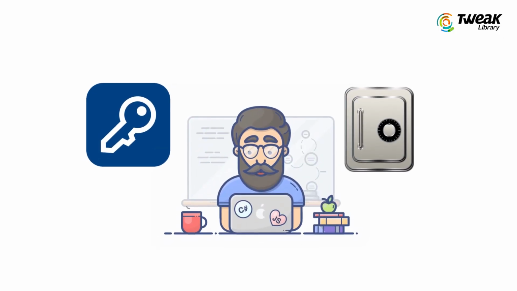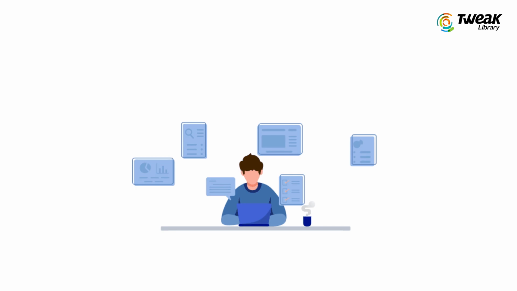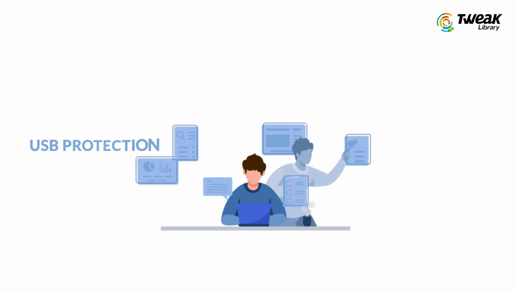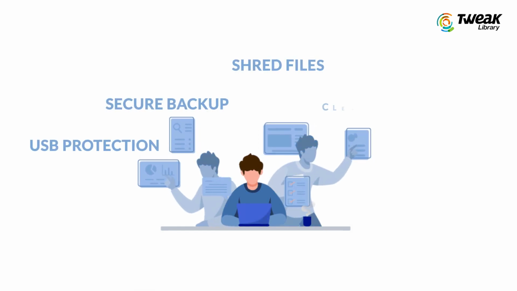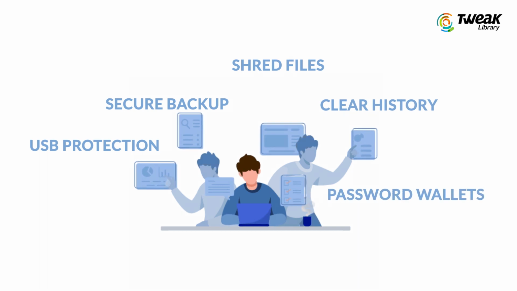Alternatively, you can also try using third-party password protection software like FolderLock or MyLockbox, which not only encrypts your folder, but also offers other features like USB protection, secure backup, shred files, clear history, or password warning.